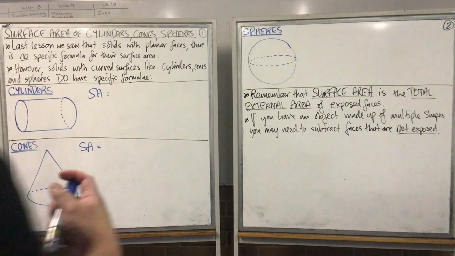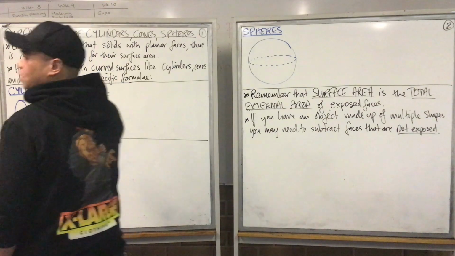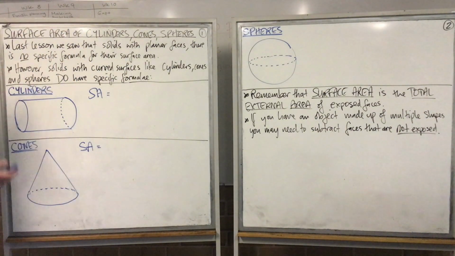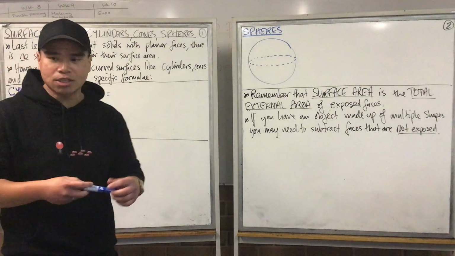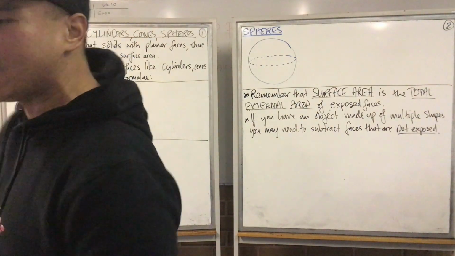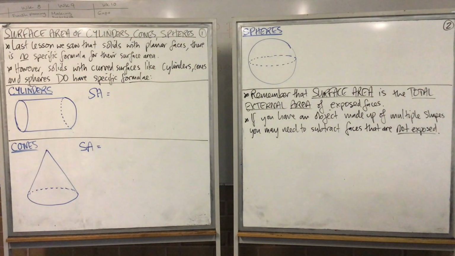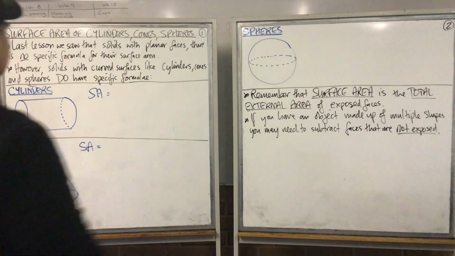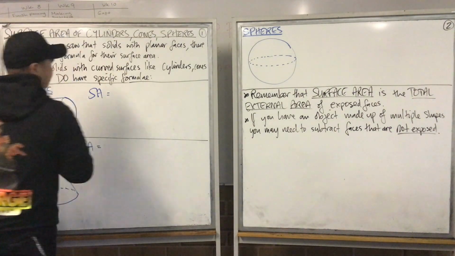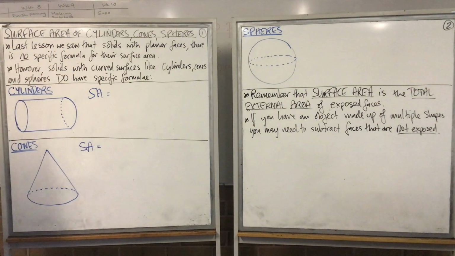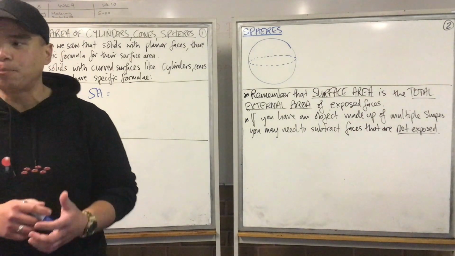Okay, your lesson today is on the surface area of cylinders, cones, and spheres. The last lesson that I taught you was about solids that have planar faces. Another word for planar just means flat. You may remember from that lesson, there wasn't a specific formula for objects that had planar faces.